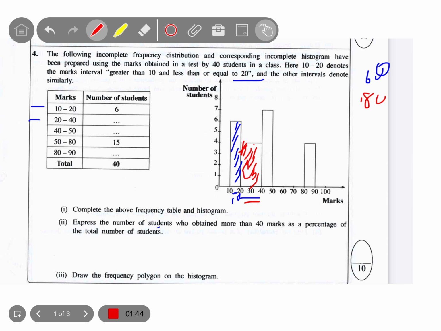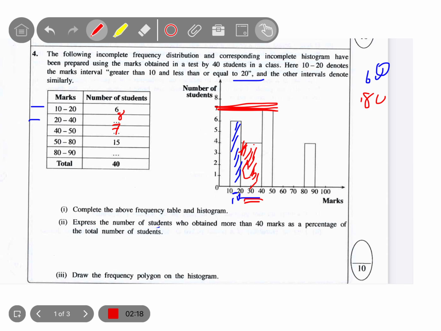The area is 80: the height is 4 and the width is 20, so 20 times 4 is 80. But if you make this width 10, to keep the same area, what should the height be? It should be 8. So the value here should be 8. The next one, 40 to 50, is pretty easy because it's of the same width. It's 7, so you just write 7 here.